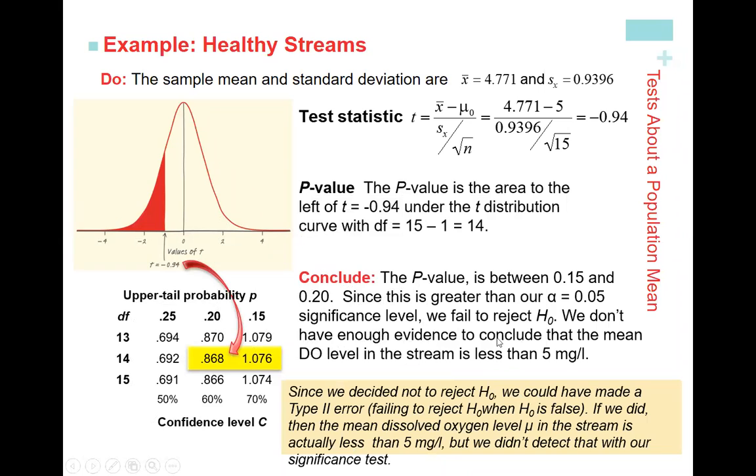In other words, we are saying there's not enough evidence that the stream is less than 5 when in fact it actually is. That's the error we'd be committing. We'd be saying that the water's safe when it's actually not. So just to point out that that type of error would be there.